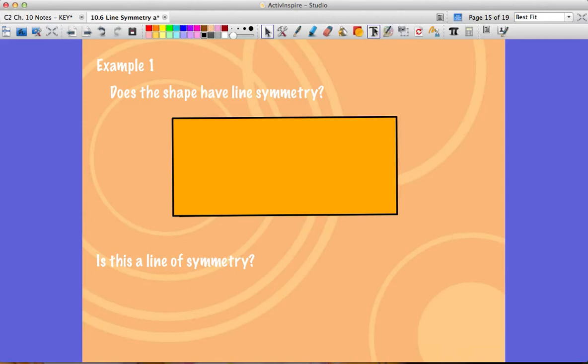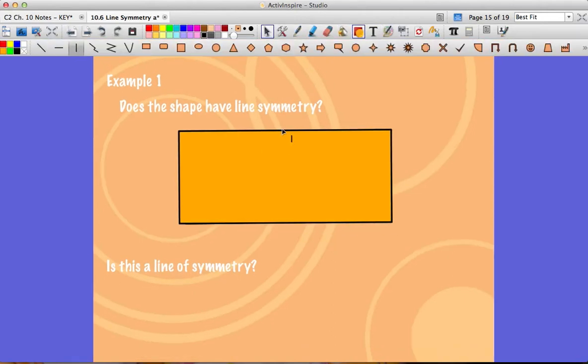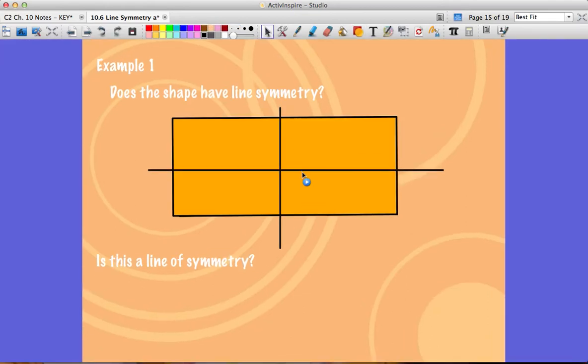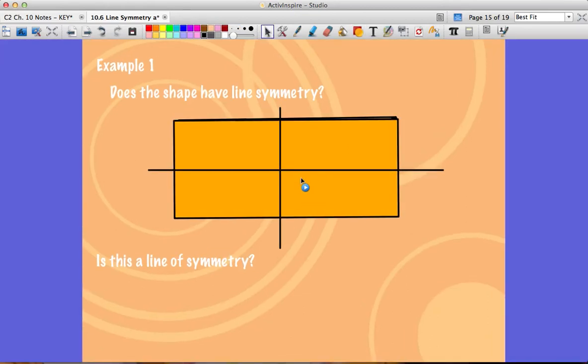However, if I draw a line through the center here, and then fold, this side does line up with that side and is a line of symmetry. And then the same thing going through the center horizontally, this side does line up with this side, therefore that is a line of symmetry.